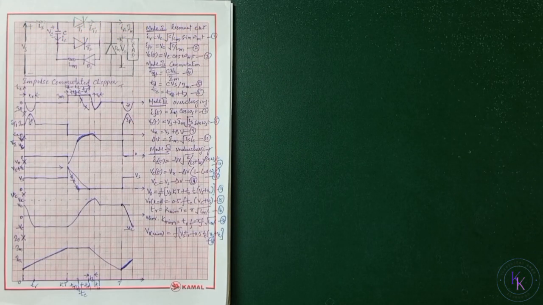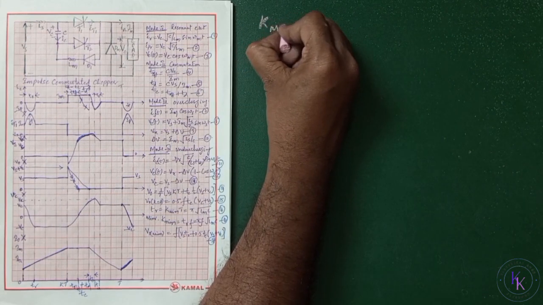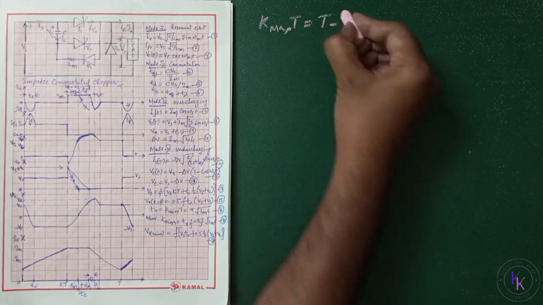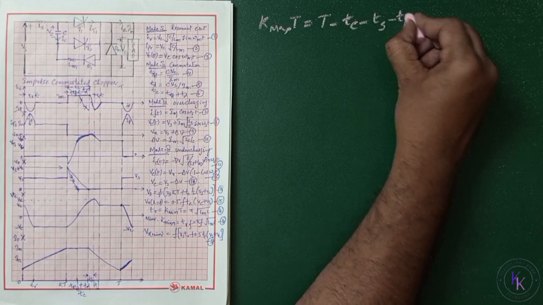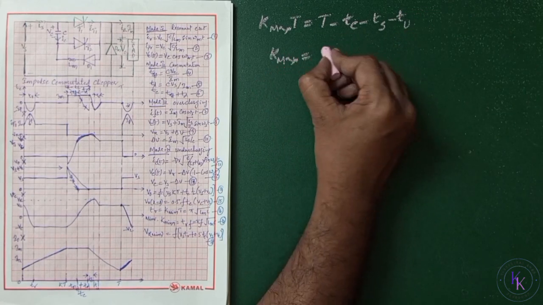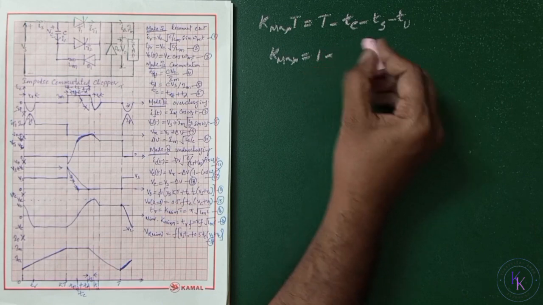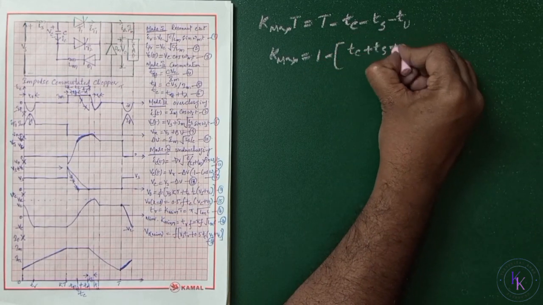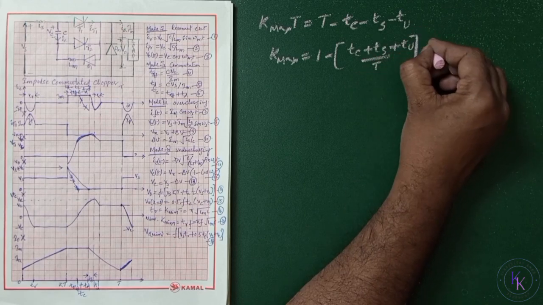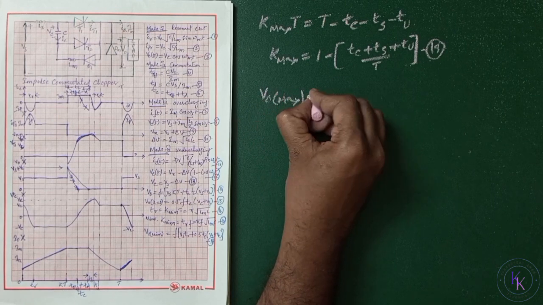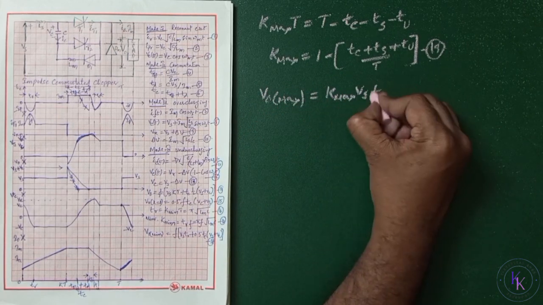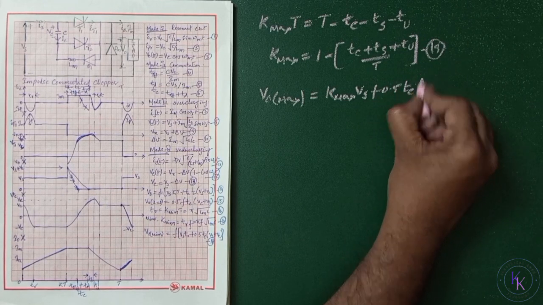Now, the maximum value of the duty cycle is also limited in order to allow the commutation capacitor to discharge and recharge. So, the maximum duty cycle K max times T equals the total time minus the commutation time Tc, minus the overcharging time Ts, minus the undercharging time Tu. Maximum duty cycle K max equals this whole term divided by T, so 1 minus (Tc plus Ts plus Tu) divided by capital T. This is equation number 19.